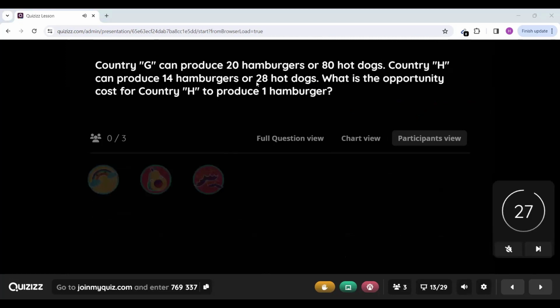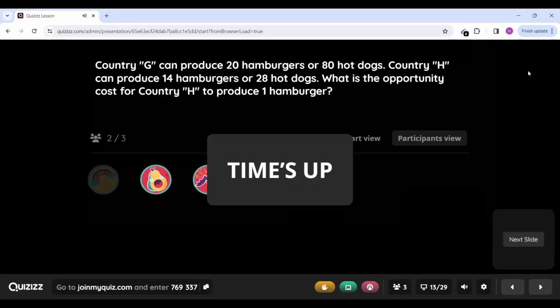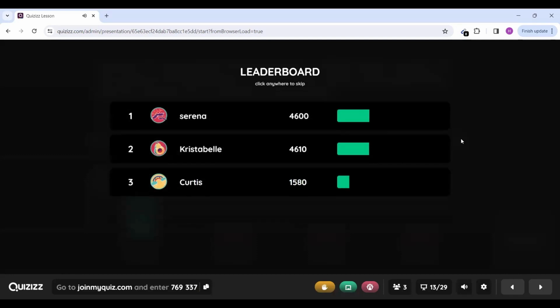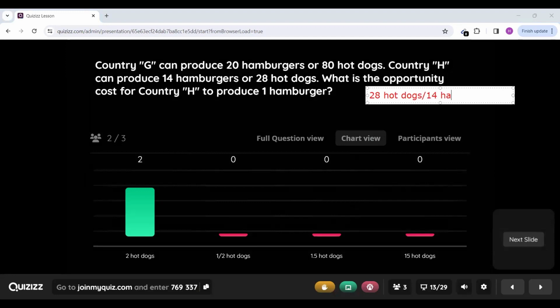Country G can produce 20 hamburgers or 80 hot dogs. Country H can produce 14 hamburgers or 28 hot dogs. What is the opportunity cost for country H to produce one hamburger? Two hot dogs, excellent. The 28 hot dogs divided by 14 hamburgers equals two hot dogs per one hamburger opportunity cost.